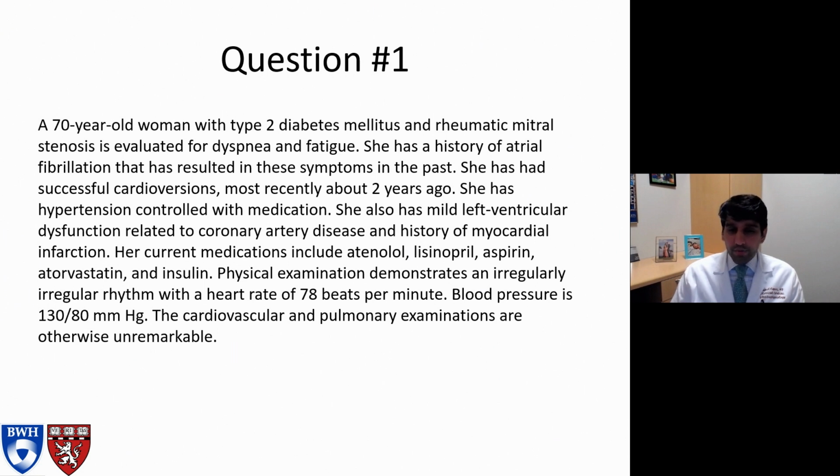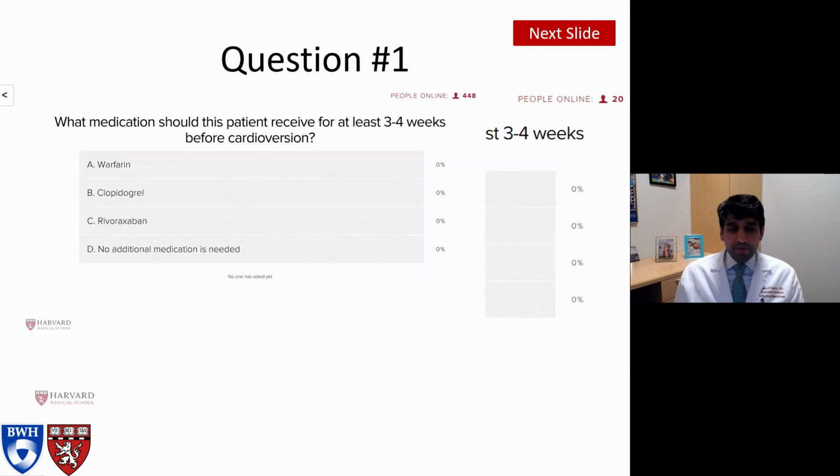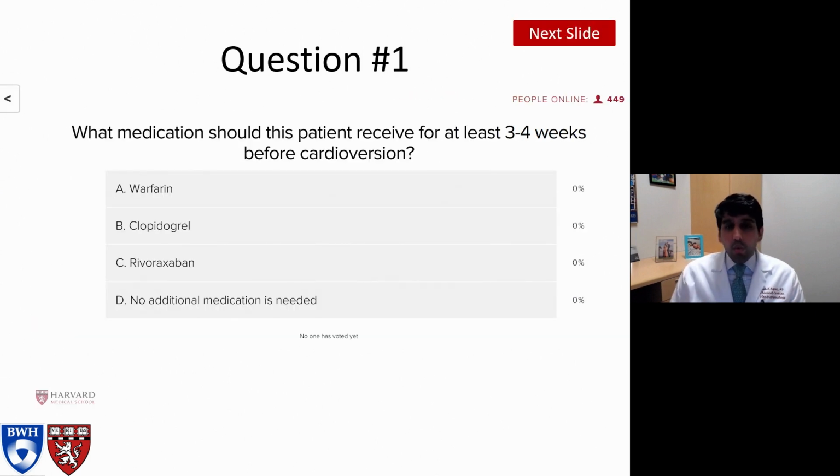She has an irregular rhythm with a heart rate of 78 beats per minute. Blood pressure is normal, and her cardiovascular and pulmonary exams are otherwise unremarkable. What medication should this patient receive for at least 3 to 4 weeks before cardioversion?